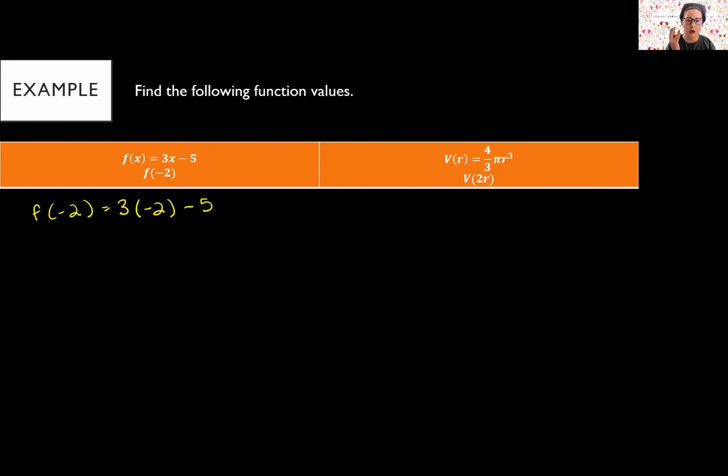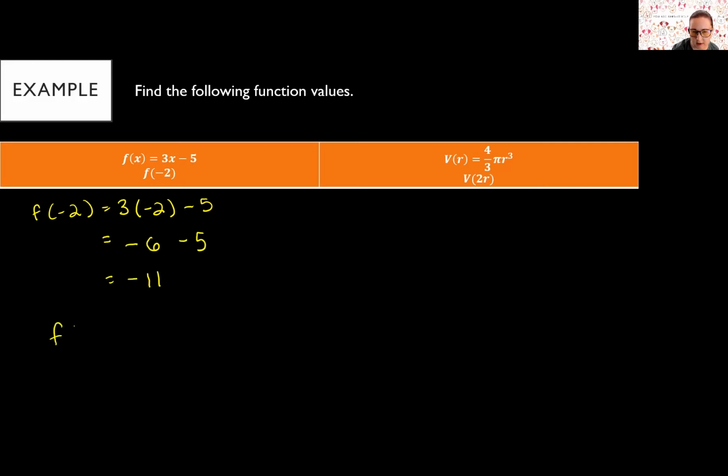And then finding function values means evaluating, and evaluating is not solving. So you are not solving for f. All you are doing now is doing the order of operations on the right side, because we're looking for f of negative 2 on the left. So now we just have to do the order of operations on the right. So 3 times negative 2 is negative 6. So we have negative 6 minus 5, and that gives us negative 11.